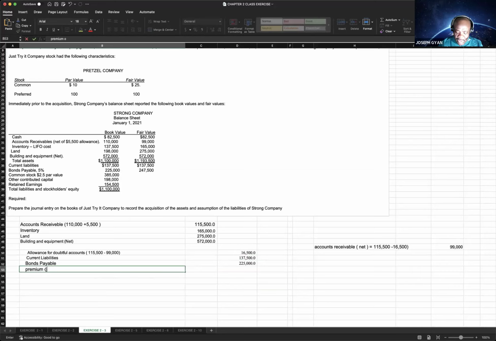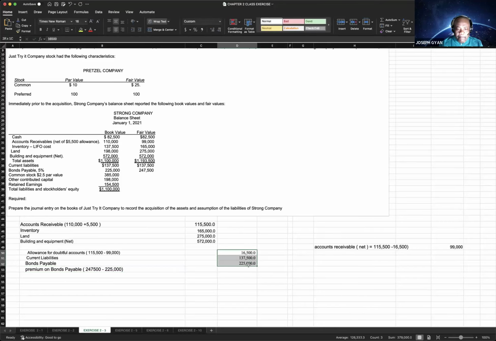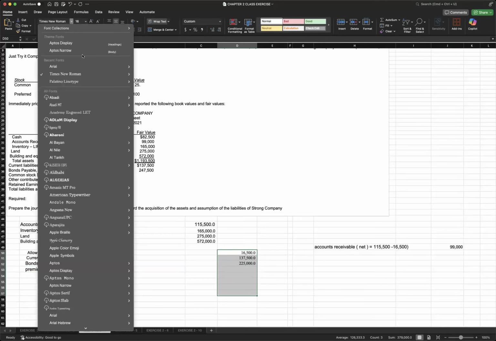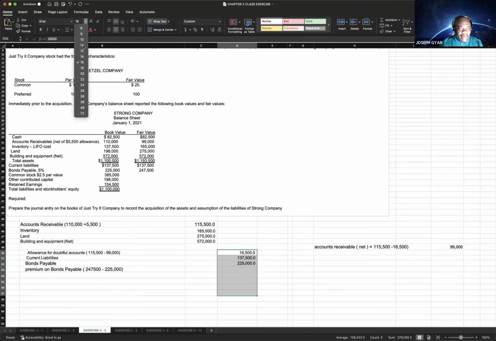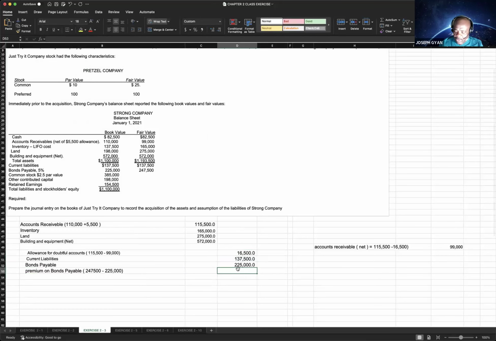Premium on bonds payable, which is equal to the difference between the market value 247,500 minus the 225. So how much do we have in the premium? 22,500. So this is the premium on the bond.